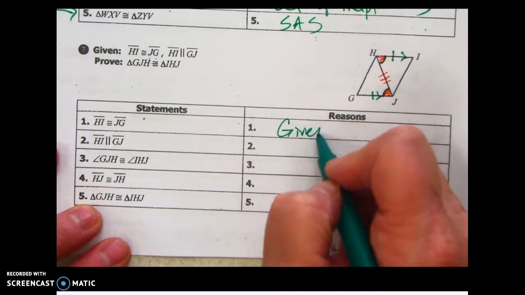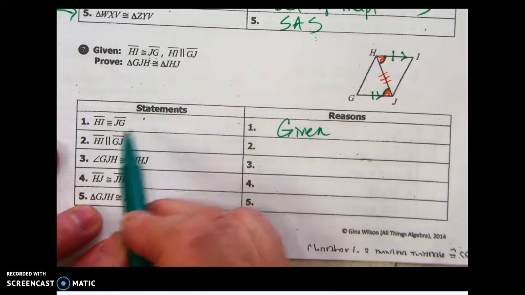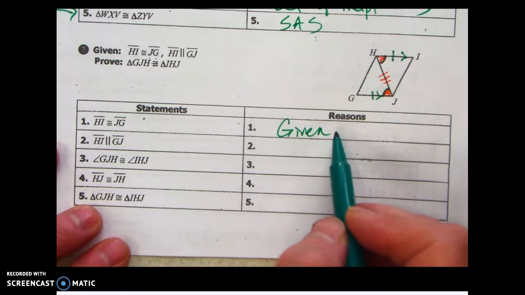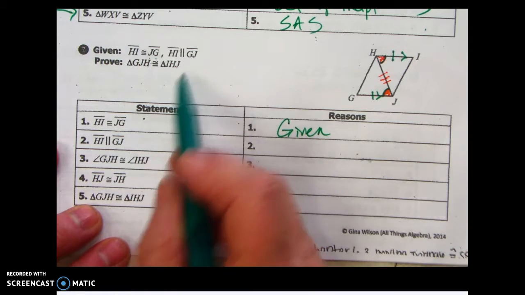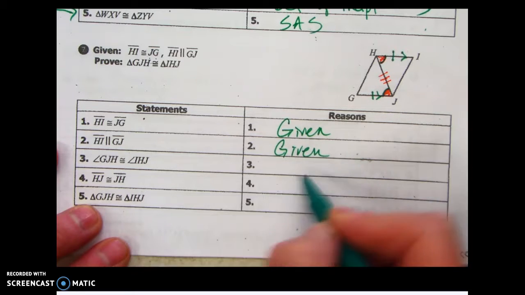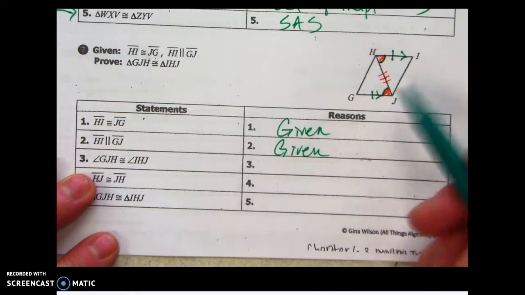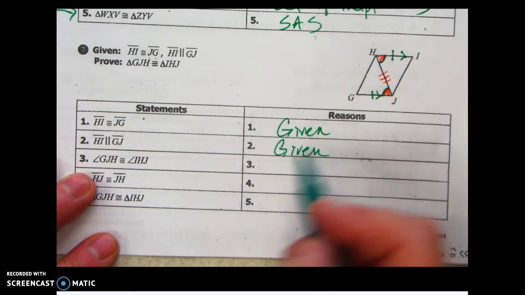My reason, always. The first thing, I don't even have to look. The first thing that goes here is my given information, and I write given here. Then this is my next bit of information. That one you do have to look, because sometimes it's not in the same order. And that will depend on how you are setting this up.